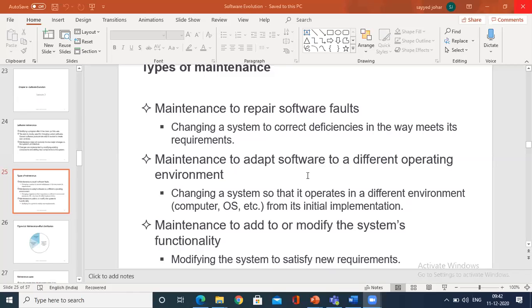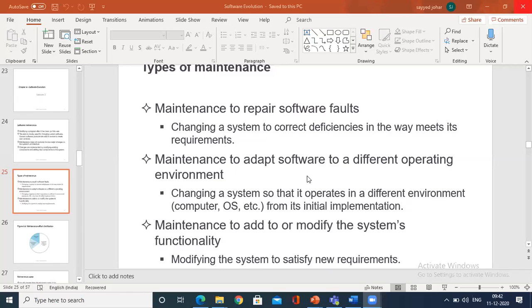So first is fault maintenance. Fault repair, that is an error, fault, or a failure. Usually they are relatively very easy. They are design errors. They may be resolved by rewriting several program components. Okay.